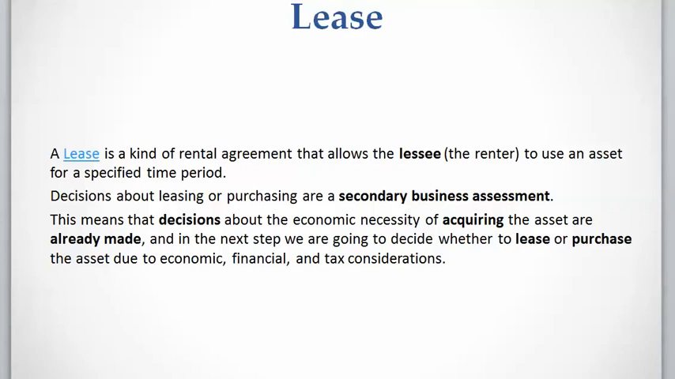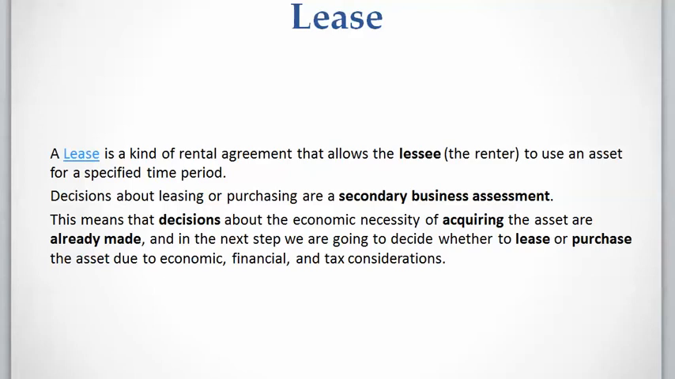In the previous video, I explained the lease, types of lease, and how we can evaluate a project with operating lease. In this video, I'm going to explain the capital lease and the project assessment considering the capital lease. First, I'm going to review the lease and types of lease.